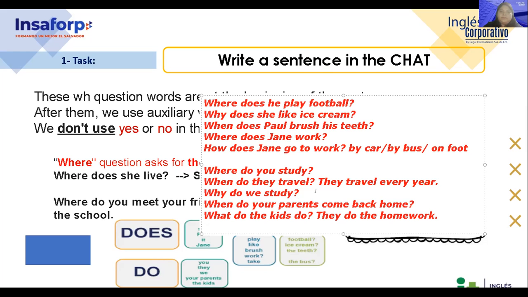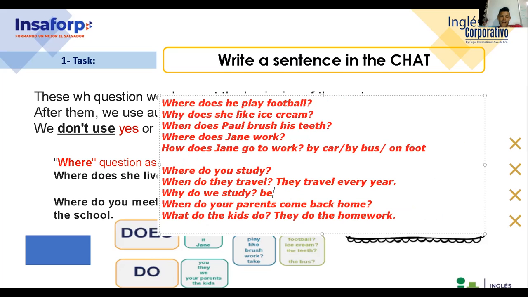Why do we study? Because I like. We study for learning. For speaking. For a better future. For the future, for learning English, because we want to learn. Because I love English. For speaking another language. Let's see, when do your parents come back home?